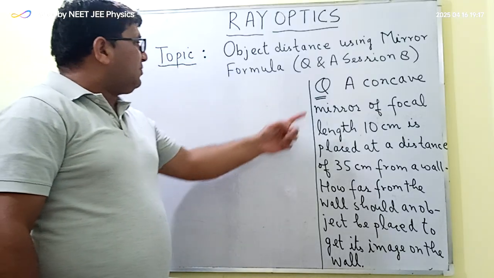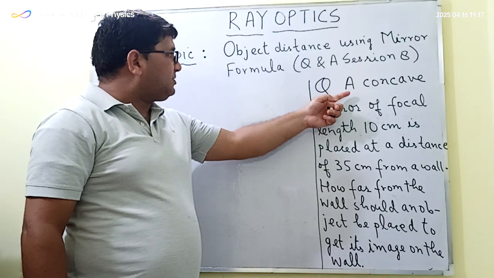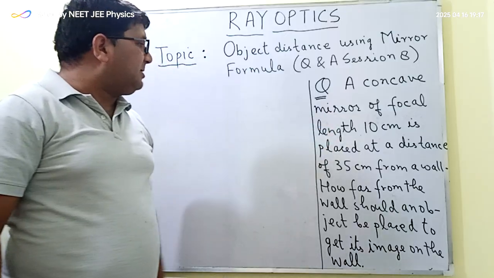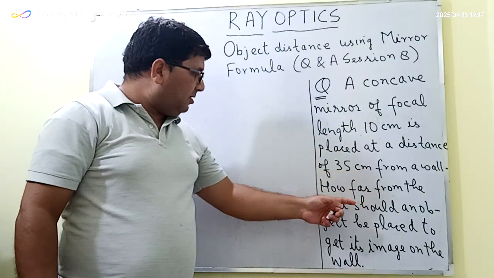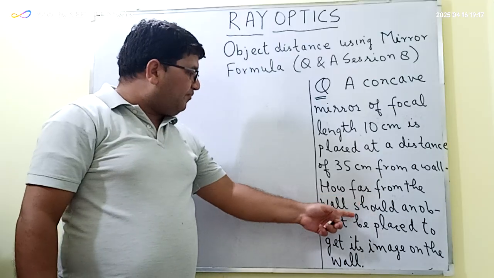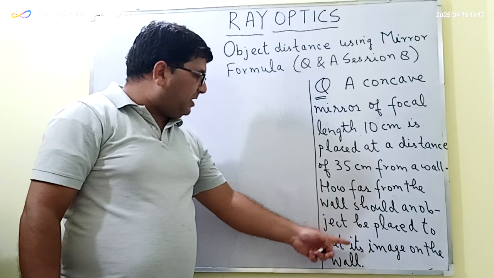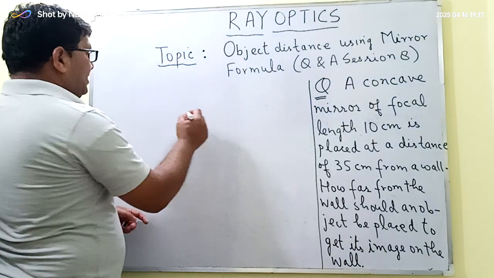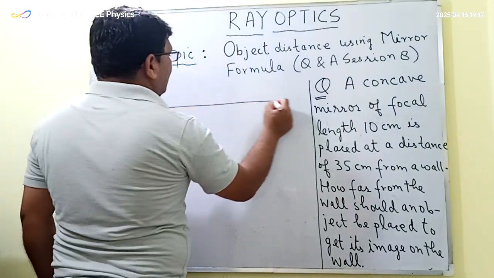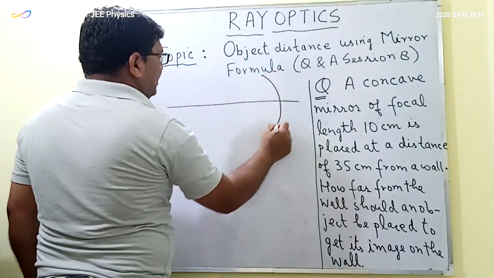So the question for this session is: a concave mirror of focal length 10 cm is placed at a distance of 35 cm from a wall. So how far from the wall should an object be placed in order to get its image on the wall? So let us try to solve this question by drawing this diagram.